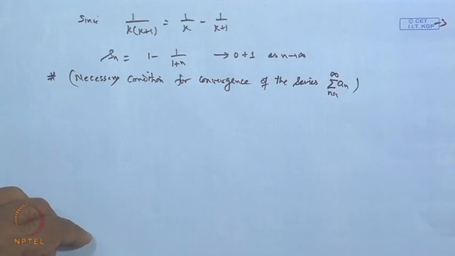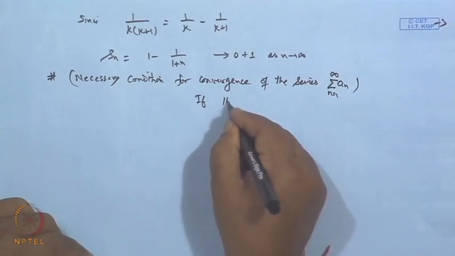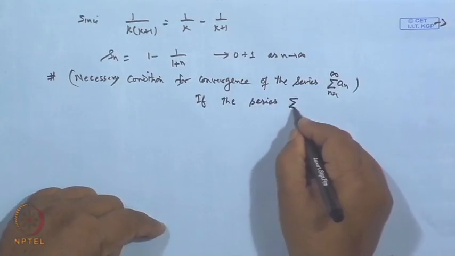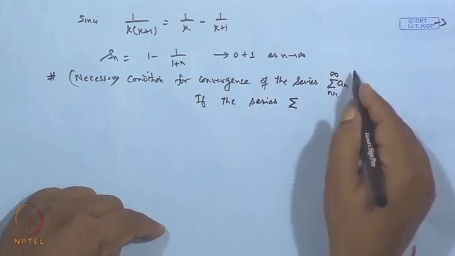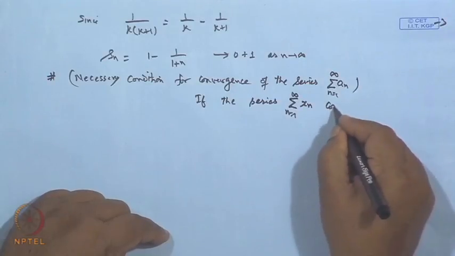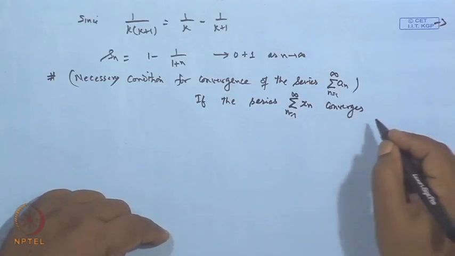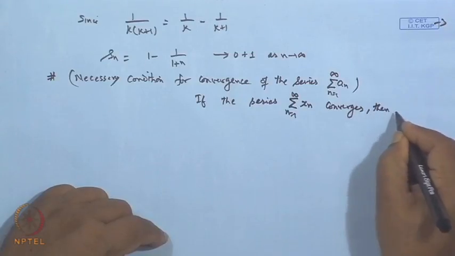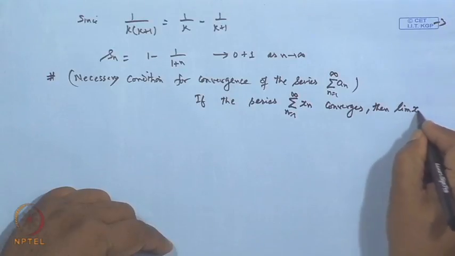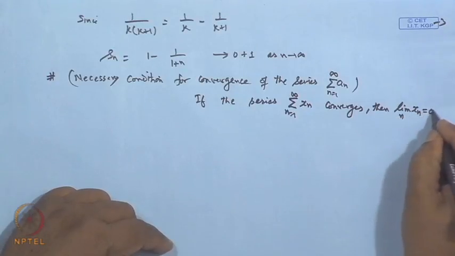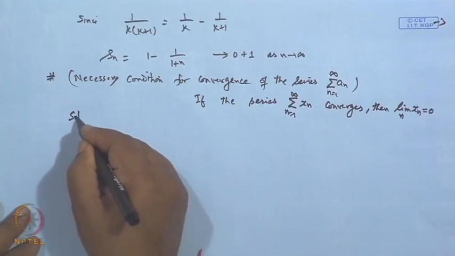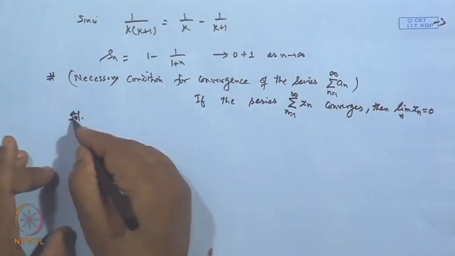So, we will put it in the form: if the series sigma x n, n is 1 to infinity, converges, then the limit of x n must go to 0. The limit of x n as n tends to infinity will be 0. That is, the nth term will always go to 0. Okay. So, let us see the proof.